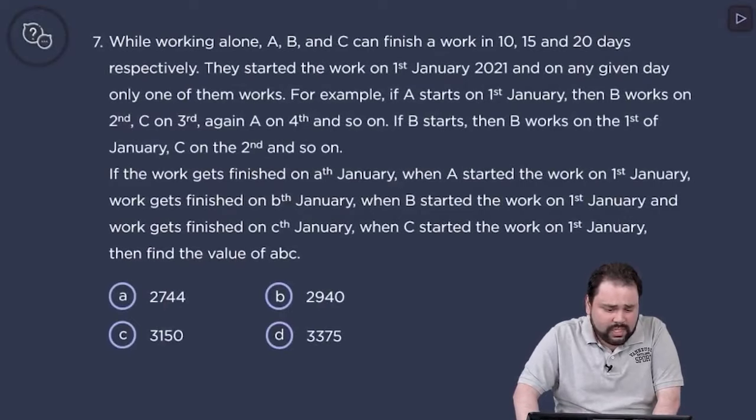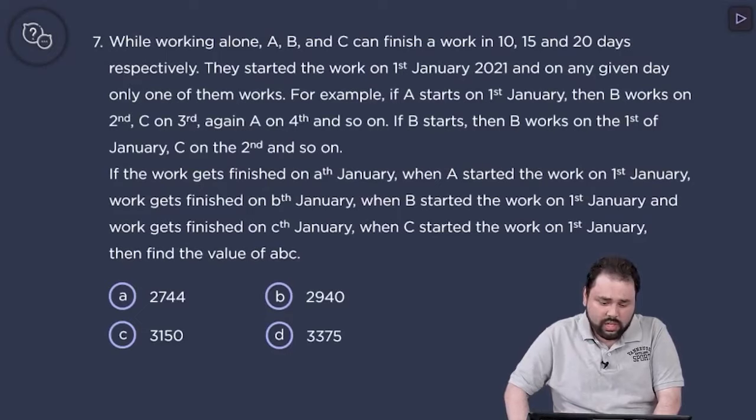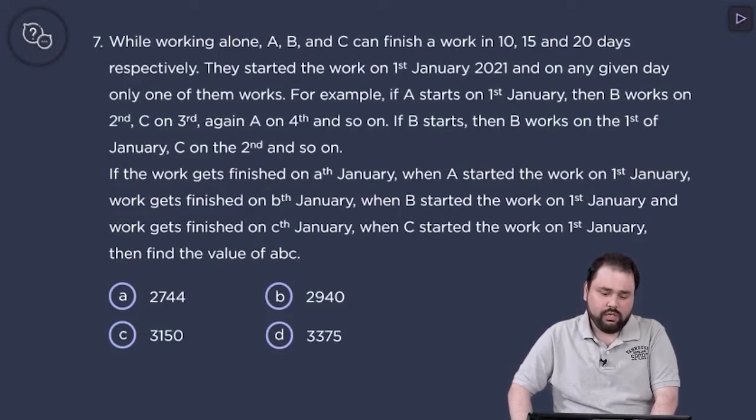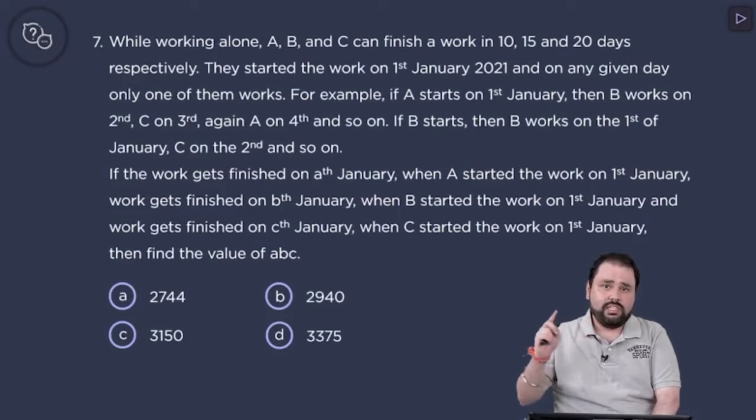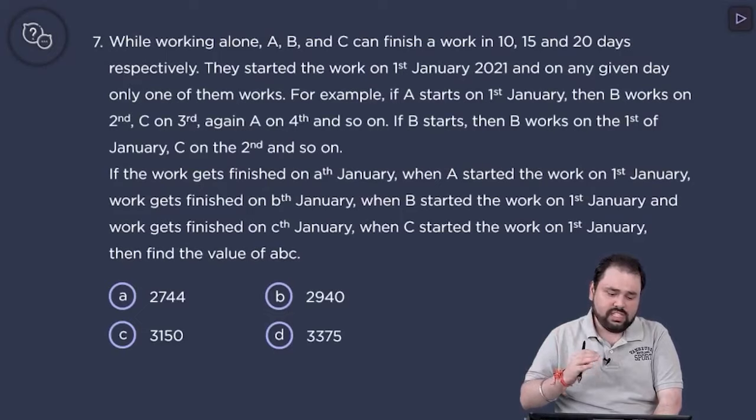So let's move on. While working alone, A, B and C can finish a piece of work in 10, 15 and 20 days respectively. They started the work on 1st Jan, and on any given day only one of them works. For example, if A works on 1st Jan, B works on 2nd, C works on 3rd, again A on 4th. So ABC, ABC, ABC. If B starts, then B works on 1st Jan, C on 2nd, so it will be BCA, BCA, BCA. If A starts, ABC, ABC, and if C starts, it will be CAB, CAB, CAB.